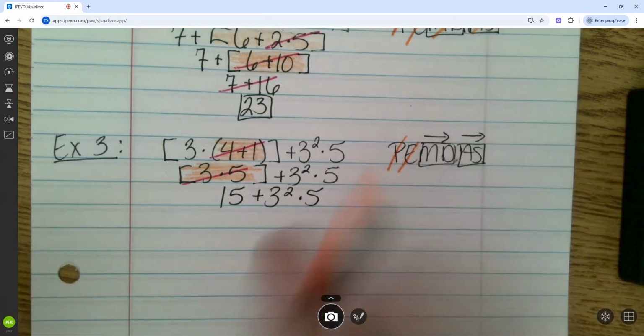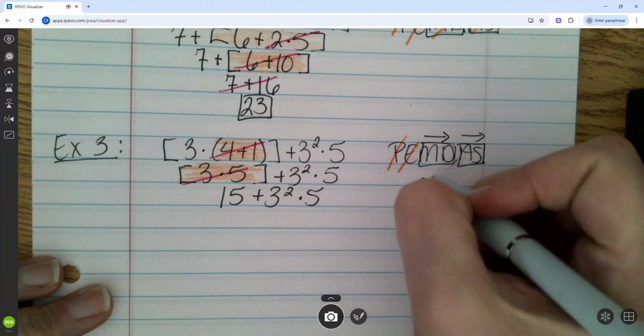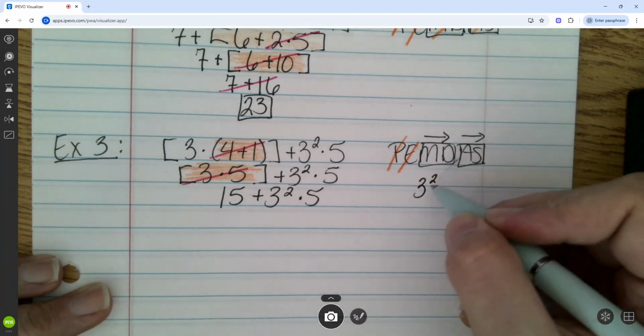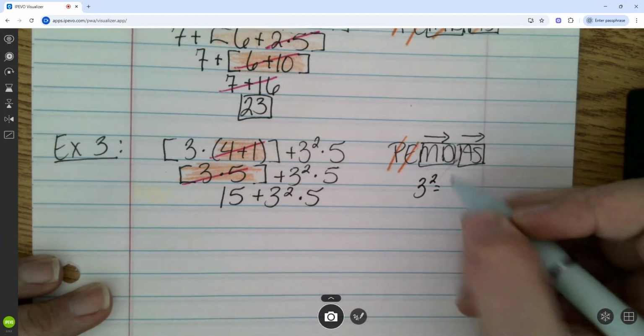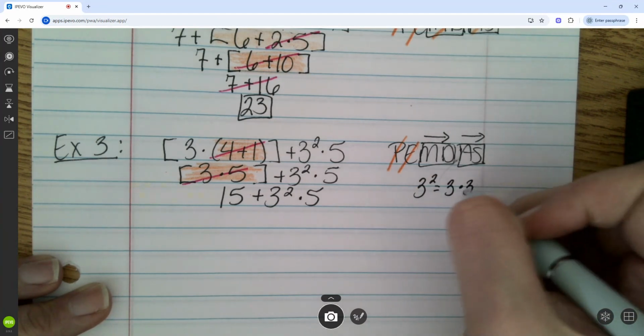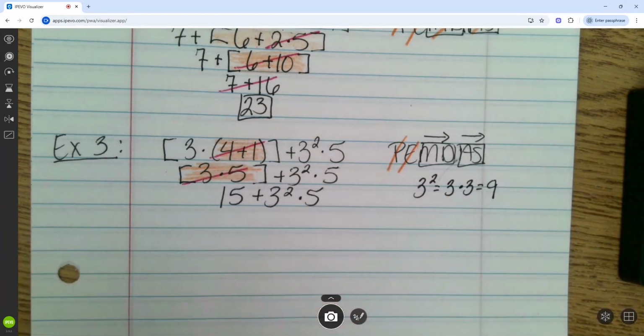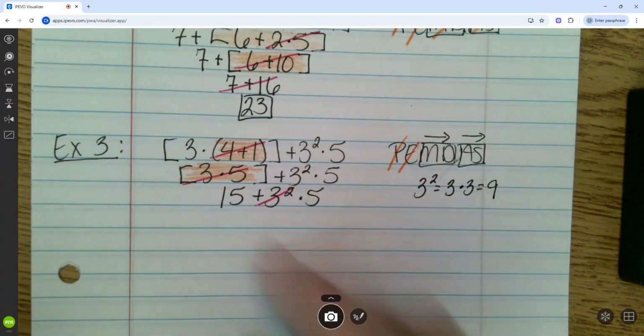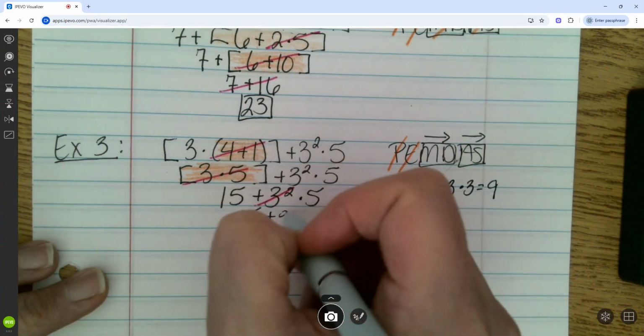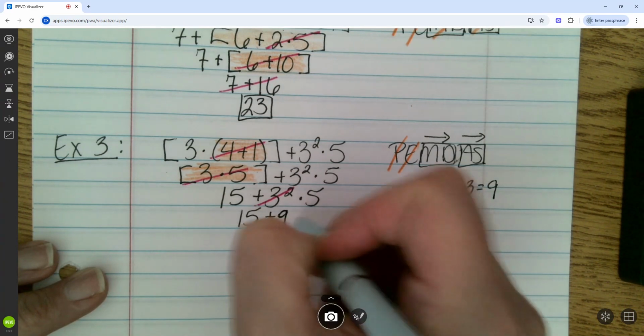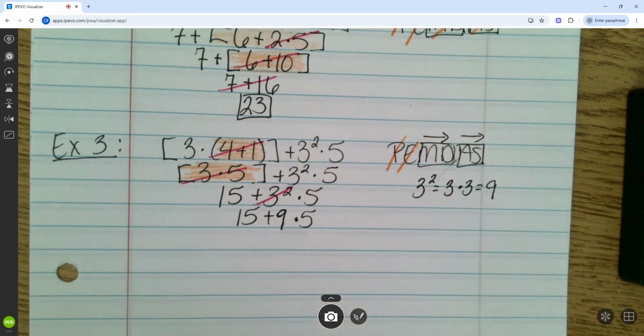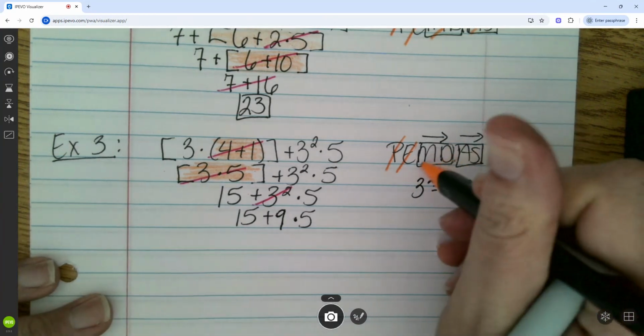All right, I do have exponents this time. So just be mindful if you are one that rushes and says 3 times 2 is 6. Slow down, take your time, expand it out, just to prevent you from making that silly mistake. And I get 15 plus 9 times 5. Okay. Next, multiply or divide.